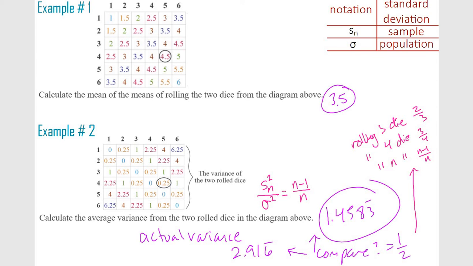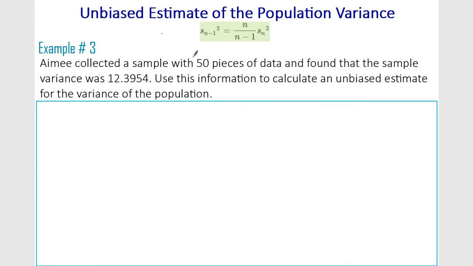So we do some finagling. We move that stuff around. We get n over n minus 1 times the sample variance is going to equal the population variance. And that's what we're going to use here. Okay, so that's my explanation of this formula. Now use this to find an unbiased estimate of the population variance.